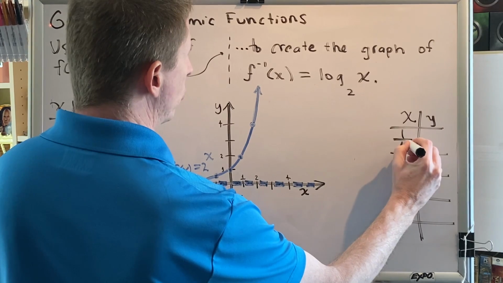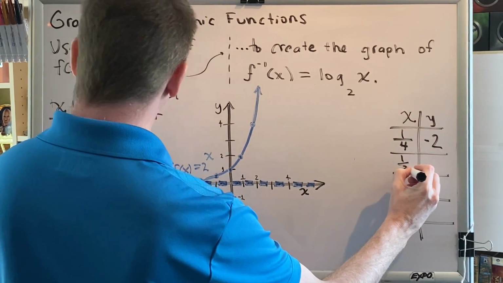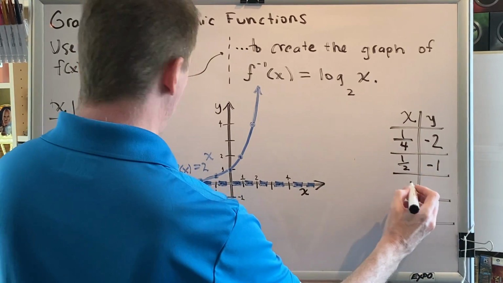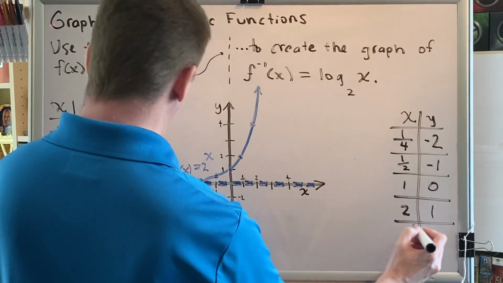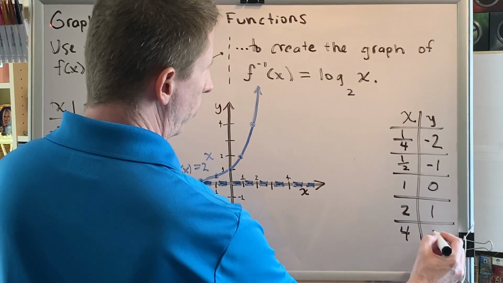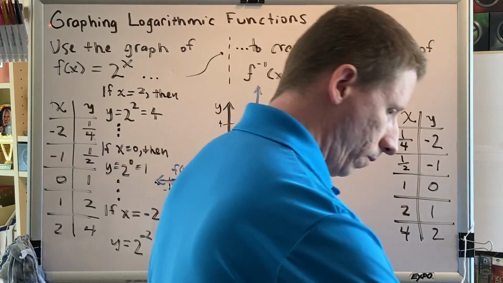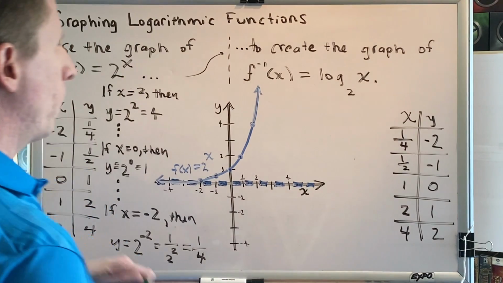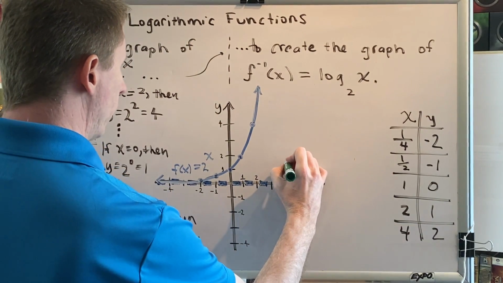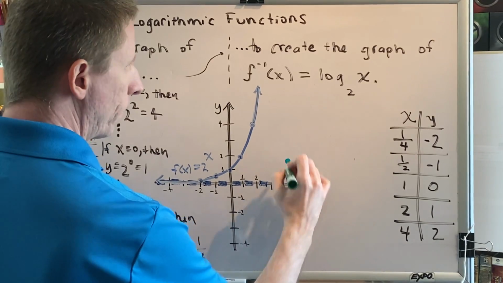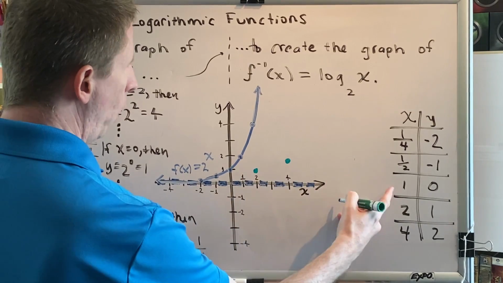So we get the points 1/4, negative 2; 1/2, negative 1; 1, 0; 2, 1; 4, 2. Let's plot these points. Let's work from bottom to top. 4, 2 would be right here. 2, 1 would be here. 1, 0 would be here.